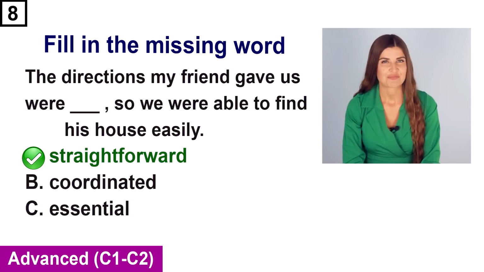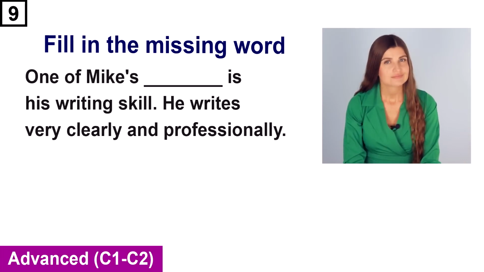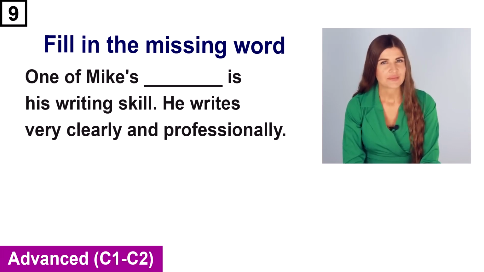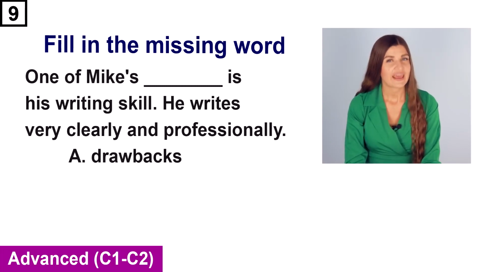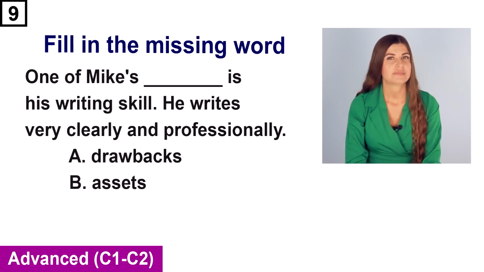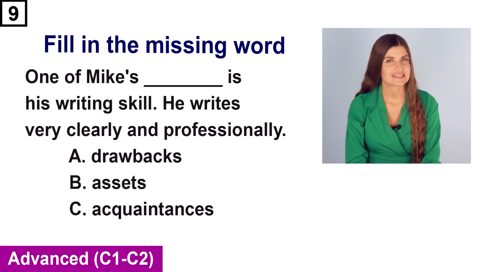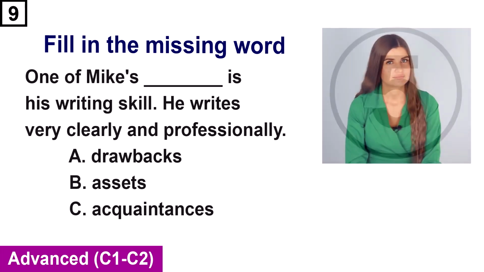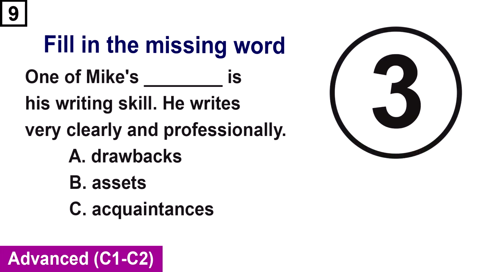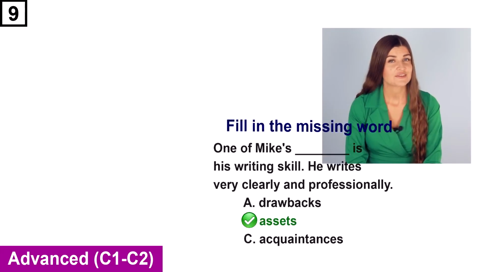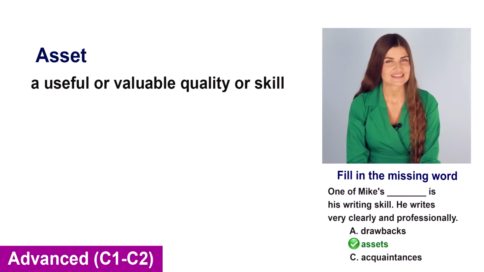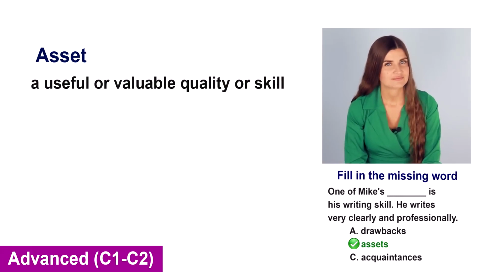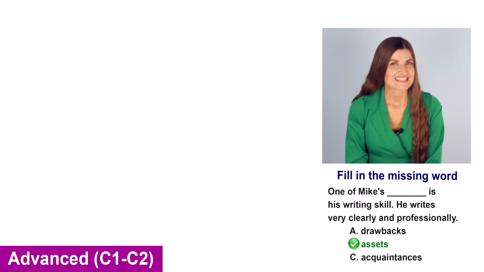The next question. One of Mike's is his writing skill. He writes very clearly and professionally. A. Drawbacks. B. Assets. C. Acquaintances. An asset means a useful or valuable quality or skill, so the correct answer is B. Assets. And the last question for the advanced level.